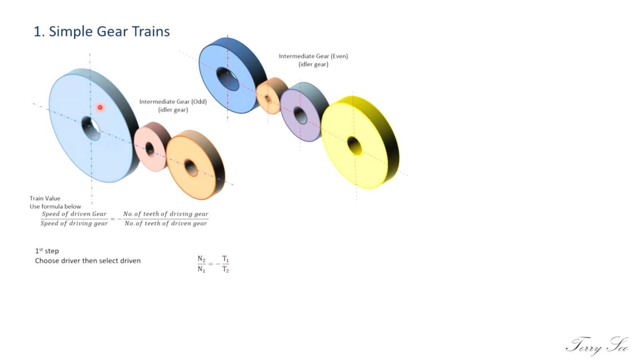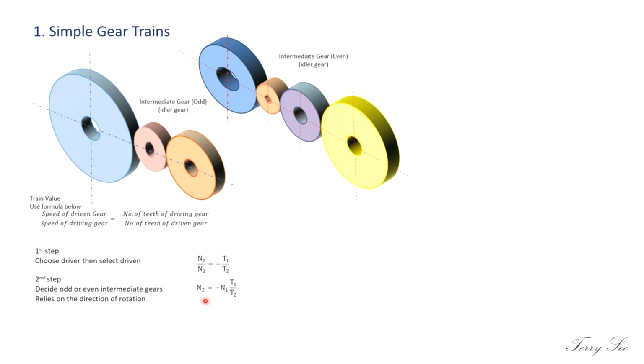If you know the speed of the driving gear, the input gear, and you want to find the speed of the intermediate gear, you can always take N2 to be the subject and bring N1 over to the other side to form an equation like that.